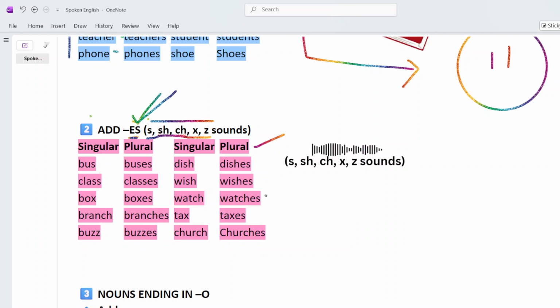So the watches, tax, the x sound. Taxes. Great. Church. Ch sound, right? So es. Churches. Plural form. Great. Amazing. Let's give a smiley here.